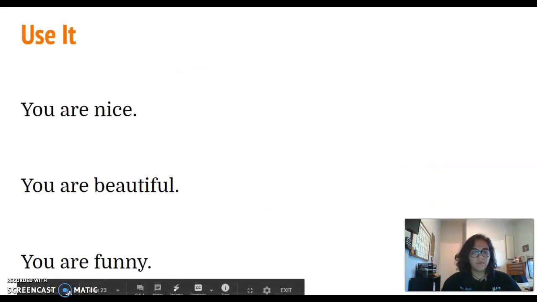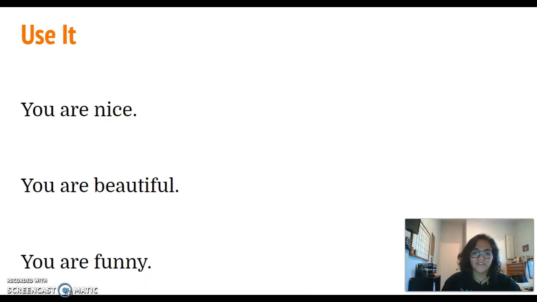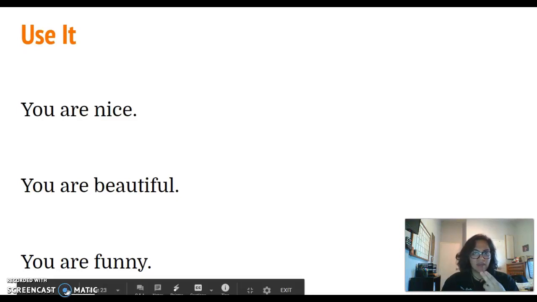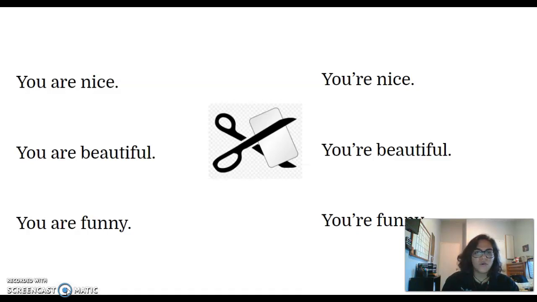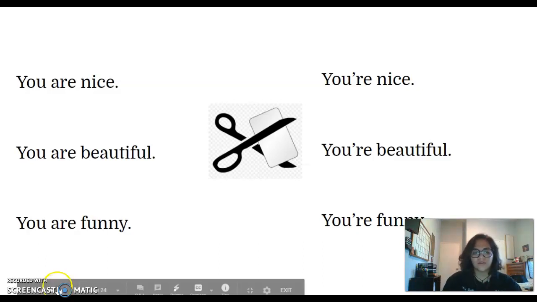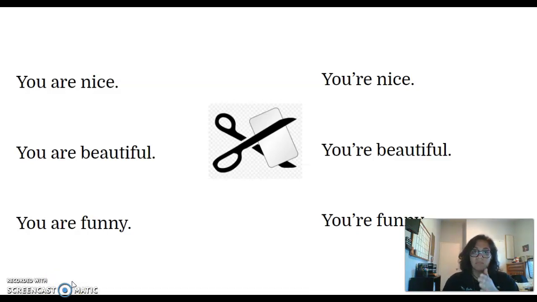So for example, if someone says, you are nice, you are beautiful, you are funny, you can cut it to say, you're nice, you're beautiful, you're funny. So you are can be cut to say you're. And those are all the contractions that we use for the to be forms in present tense.